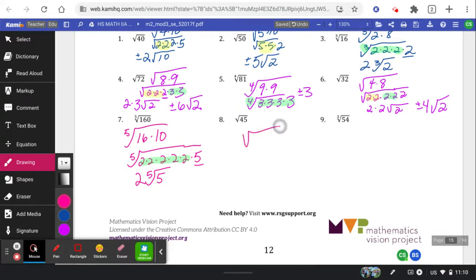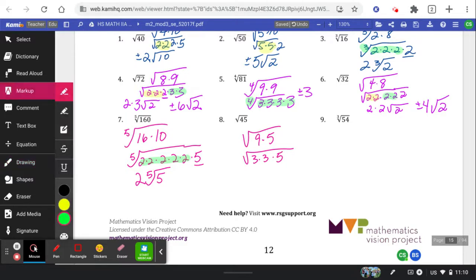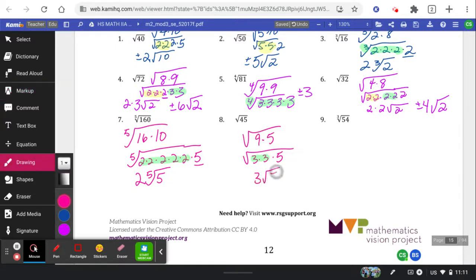Root 45 can be broken down into 9 times 5. Because it's a square root, we're going to break this down and look for pairs. 9 is 3 times 3, times that 5. We can see that there's a pair of 3s, so a 3 comes out and the root 5 stays under. Because it's a square root, we can say plus or minus 3 root 5 for the final answer.